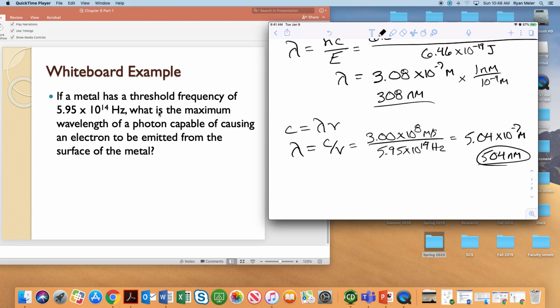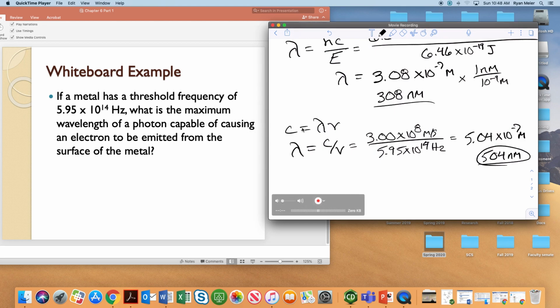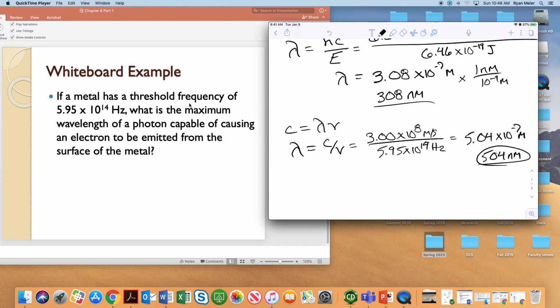But I just wanted to point out terminology more than anything other than just reviewing these equations. Threshold frequency, if you see that term, or you sometimes might see the term threshold energy, that's the same as that electron binding energy in that photoelectric effect equation that we saw before.